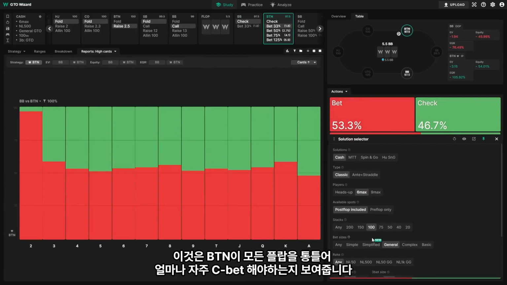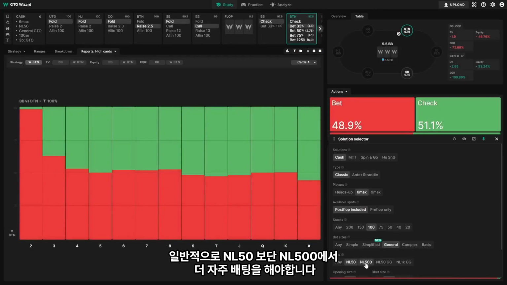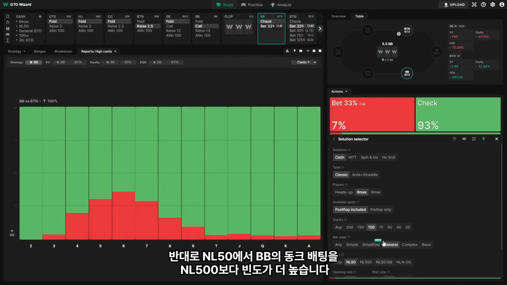And in general, we're going to notice that at NL 500, you're going to be betting a bit wider than, for example, at NL 50. And conversely, you notice that at NL 50, the big blind donks more often than at NL 500. So what's going on here?